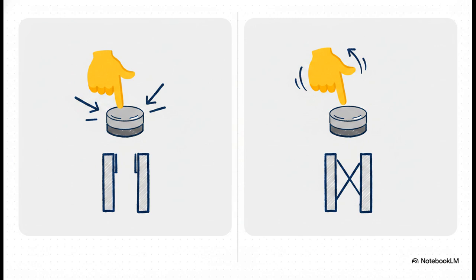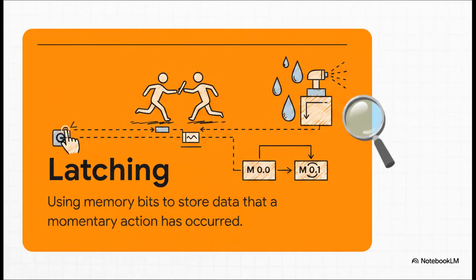We track the initial press by using a memory bit we'll call M0.0, tying it to a normally open contact in our logic. But the user isn't actually done until they let go of the button. So to ensure we capture the whole physical event, we track the release with the next memory bit, M0.1, utilizing a normally closed contact. And that brings us directly to latching.